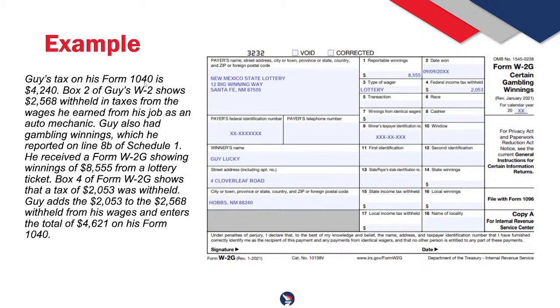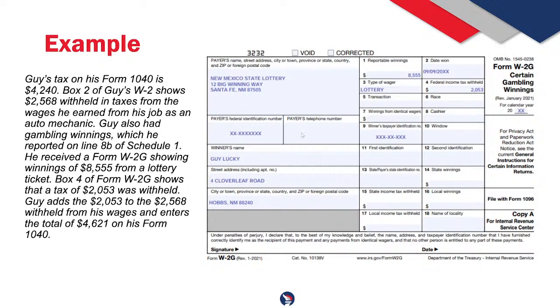So in the example, Guy's tax 1040 shows 4,240. Box 2 of Guy's W-2 shows 2,568 withheld in taxes from the wages he earned at his job as an auto mechanic. Guy also had gambling winnings, which he reported on 8B, Schedule 1, which is this W-2G showing winnings of $8,555 from a lottery ticket. Box 4 of the W-2G shows that tax was withheld of $2,053. Guy adds the $2,053 to the $2,568 that was on his regular W-2, and enters the total of $4,621 of taxes withheld on his Form 1040.